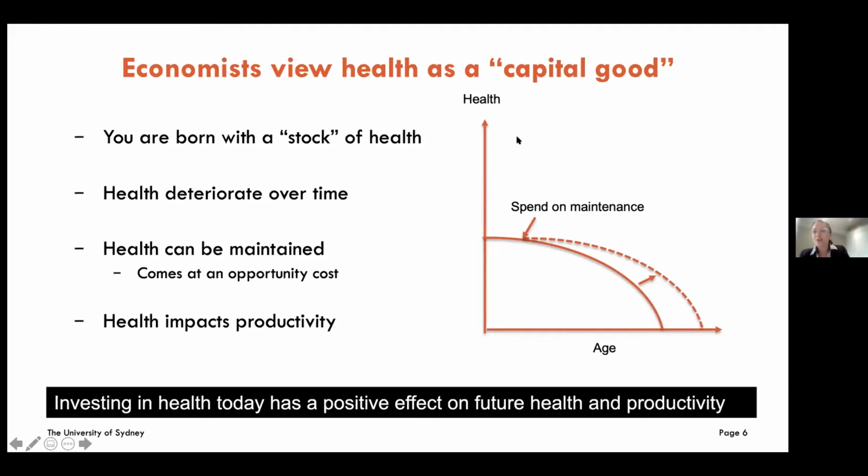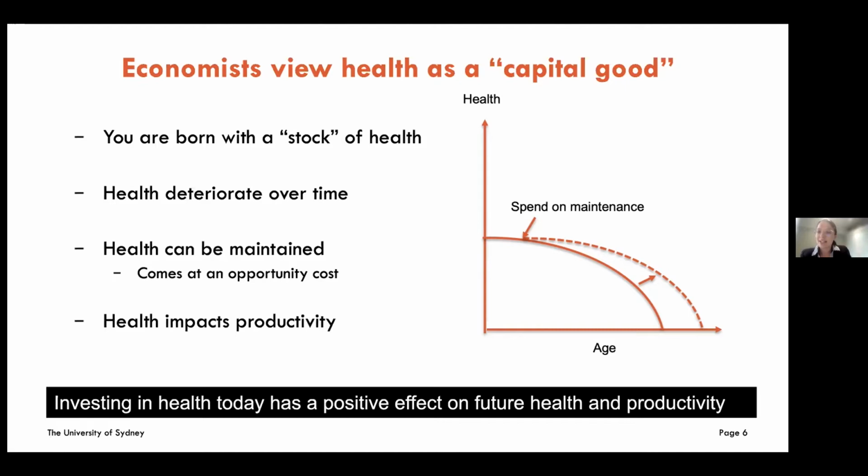And so here, I hope you can see my cursor. I've drawn a very stylized figure of how we model health in health economics. And basically, you start out when you're born with some stock of health, some amount, and then over your life as you age, that health deteriorates. And it starts off deteriorating slowly, and as you get older, it tends to deteriorate more rapidly. And so that's just like a machine depreciating.